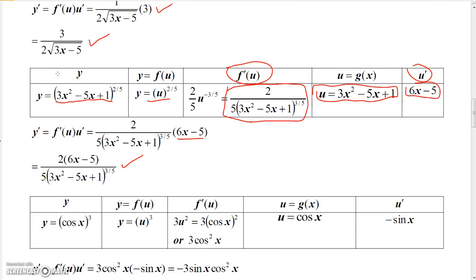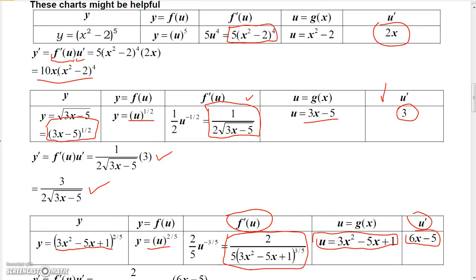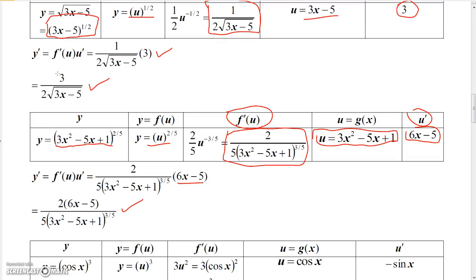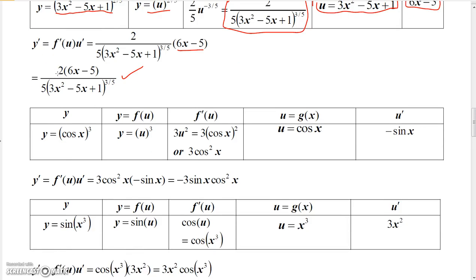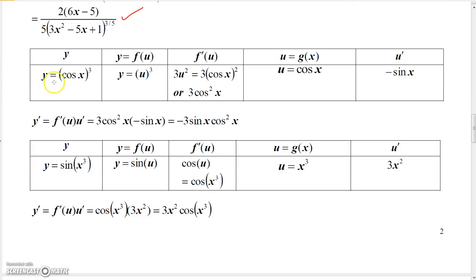Okay, so that's basically powers. In a minute I'm going to show you what's called the general power rule that actually makes this easy to figure out. Now I've got one more power I want to deal with, but this time instead of a polynomial to a power, I have a trig function to a power. So this would be y equals cosine x cubed. So this would be like y equal u cubed, where u is cosine x. So what's the derivative of u cubed? Well, it's 3u squared. Well, since u is cosine x, that's the same as 3 times cosine x quantity squared, which can be written as 3 cosine squared x.